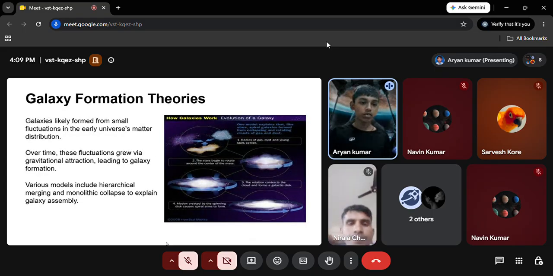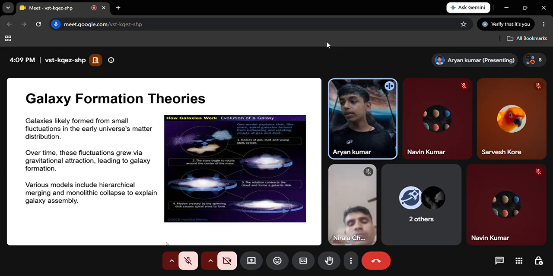Galaxy formation theories. A galaxy is likely formed from small fluctuations in the early universe's matter distribution. Over time, these fluctuations grew via gravitational attraction, leading to galaxy formation. Various models include hierarchical merging and monolithic collapse to explain galaxy assembly.